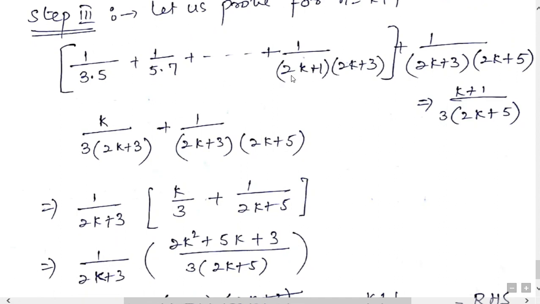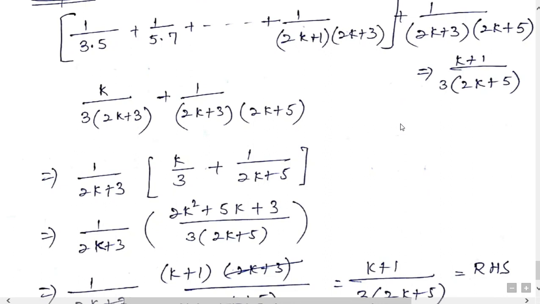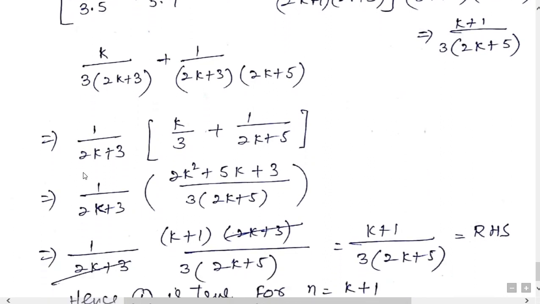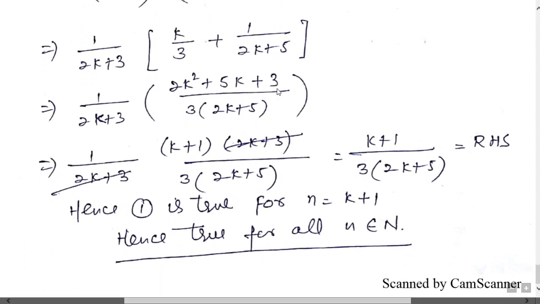Insert the value of the series. This value is k over 3 into 2k plus 3 and the second term is 1 over 2k plus 3 and 2k plus 5. This value. 1 over 2k plus 3 is common and inside k over 3 plus 1 over 2k plus 5. Then take LCM. After taking LCM, factorize. 2k plus 3 cancel with each other. You will get the final answer as right hand side.